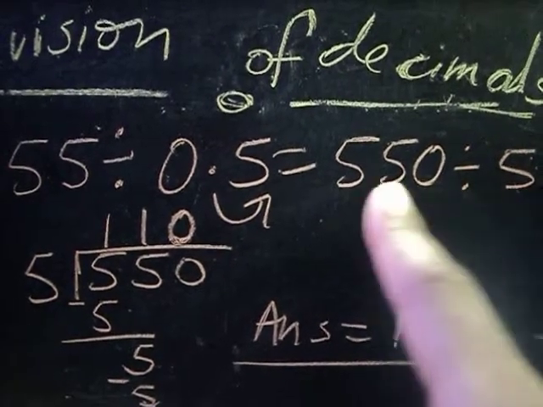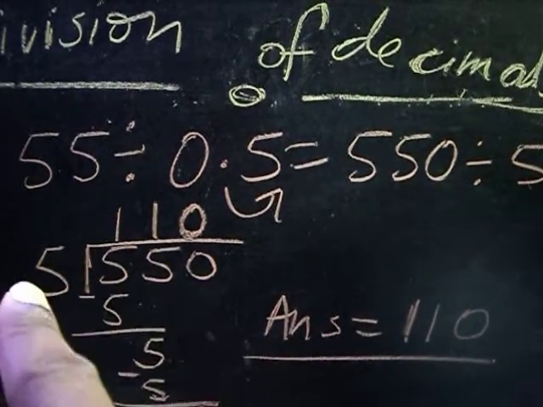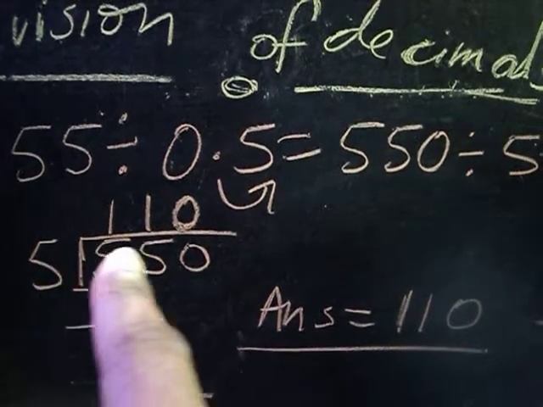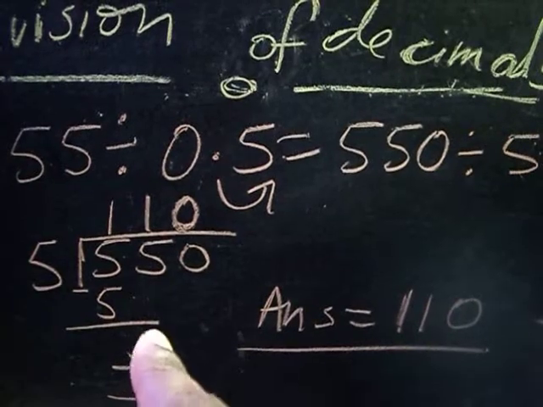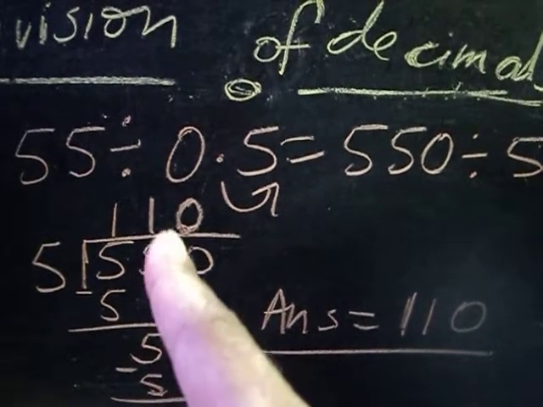Okay? So 5 into that, 5 into 550. 5 into 5, 1. 1 times 5 is 5. Subtract that, 0. 5 into 5 is 1. 1 times 5 is 5. Subtract that. Yes? Of course, you bring down that 5.